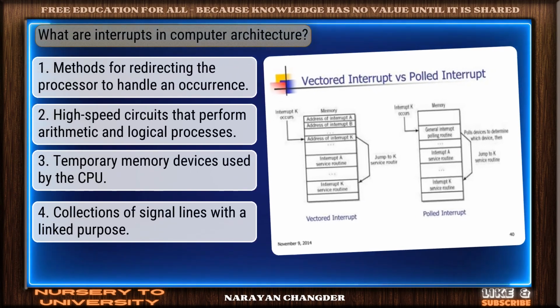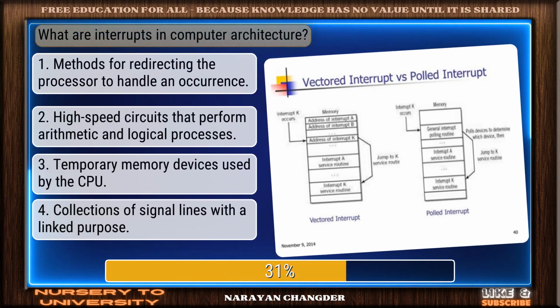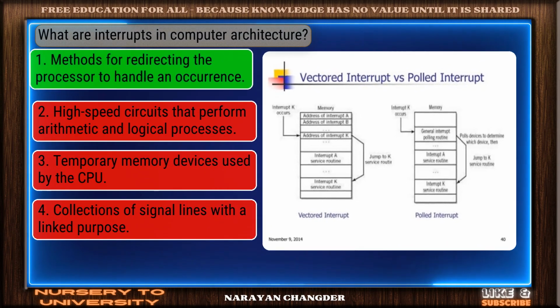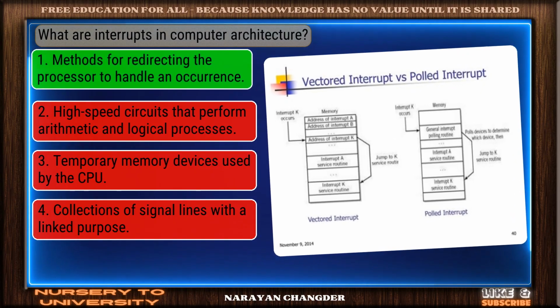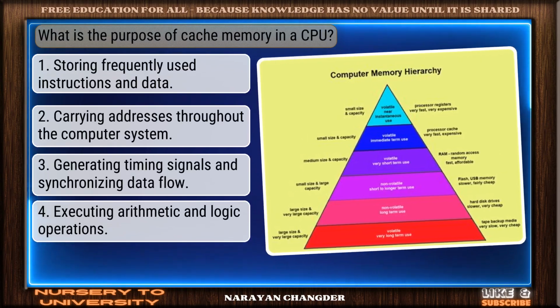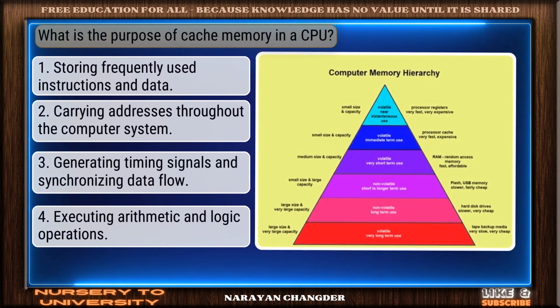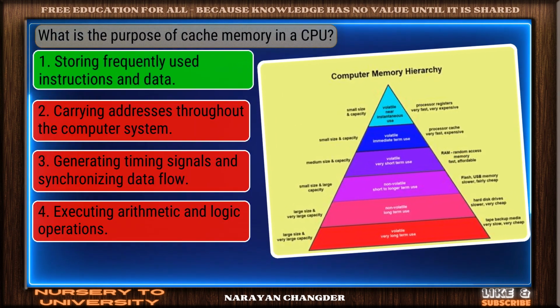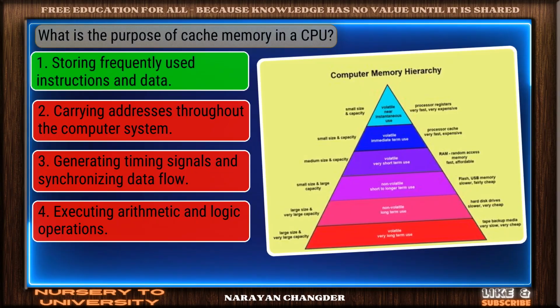Question number 23. What are interrupts in computer architecture? Great job. Methods for redirecting the processor to handle an occurrence is the accurate answer. Question number 24. What is the purpose of cache memory in a CPU? You're right. Storing frequently used instructions and data is the correct answer.